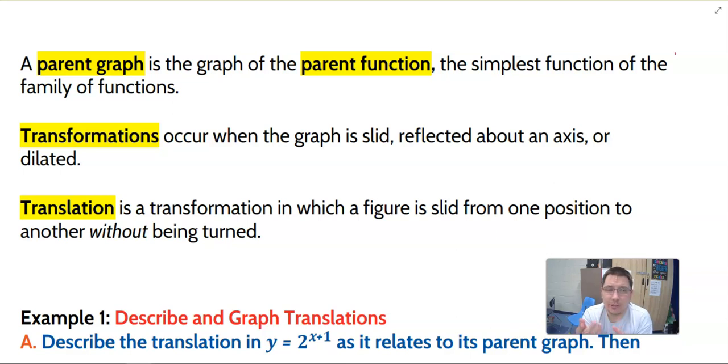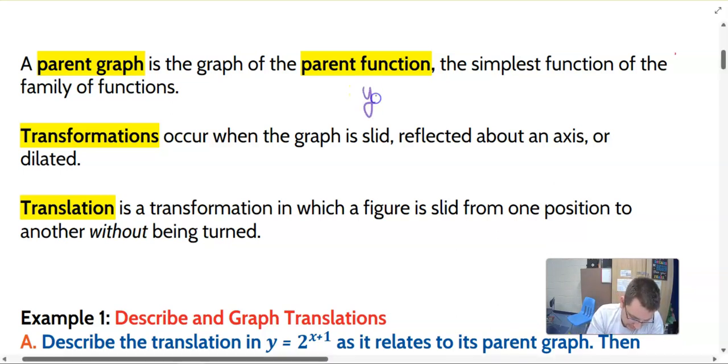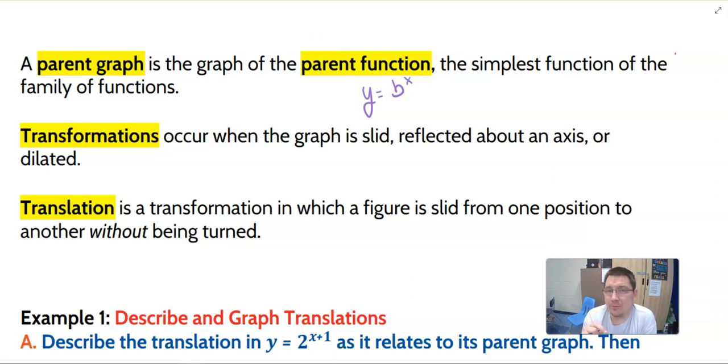With exponentials, when we talk about the parent function, it's not just one exponential function we're talking about. It could be for any base. So y is equal to b to the x, with b being any valid base, which means it has to be positive and cannot be equal to 1. There are three types of transformations we're going to talk about: sliding the graph, reflecting the graph about an axis, or dilating the graph.